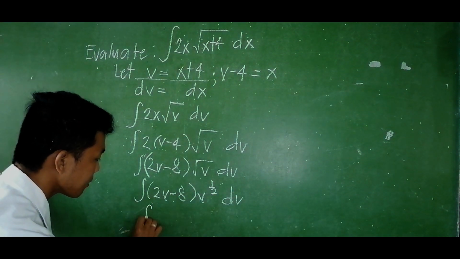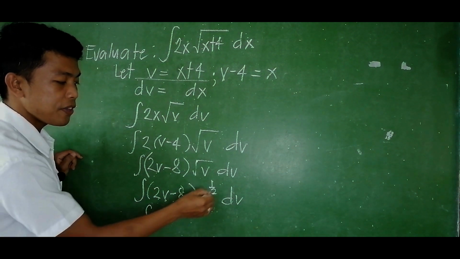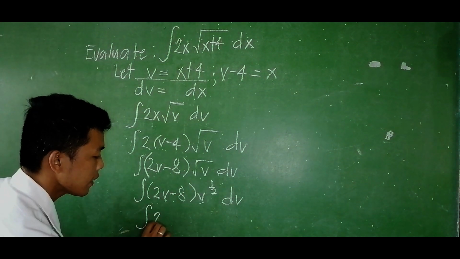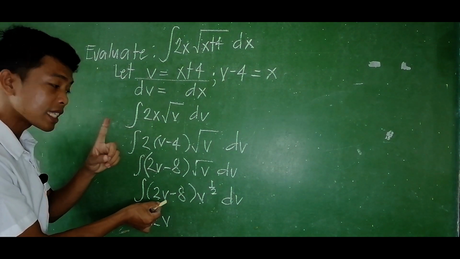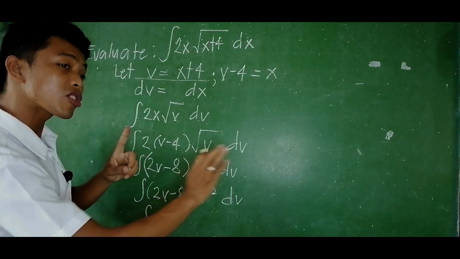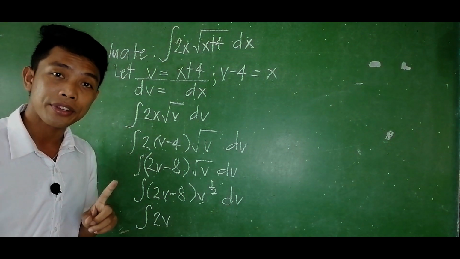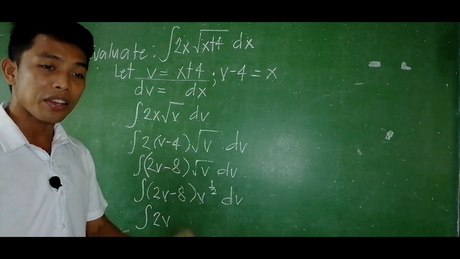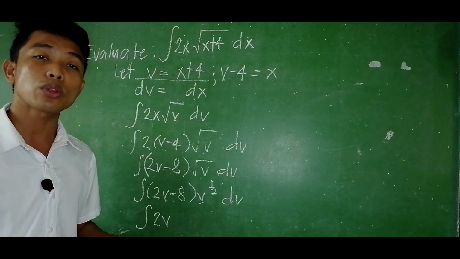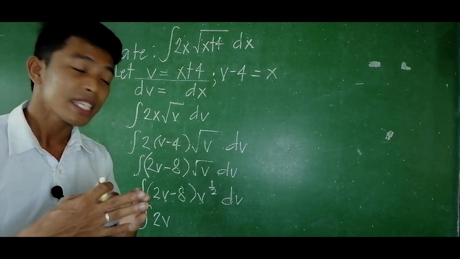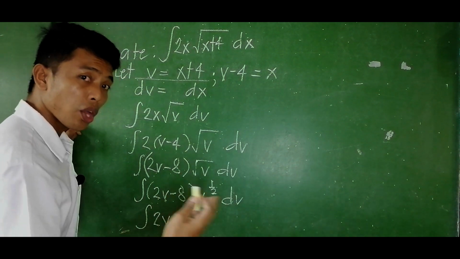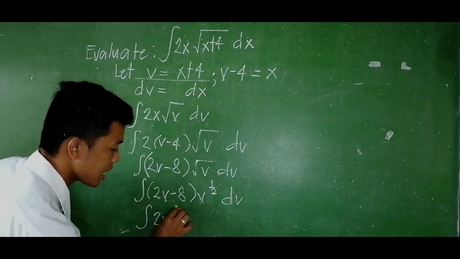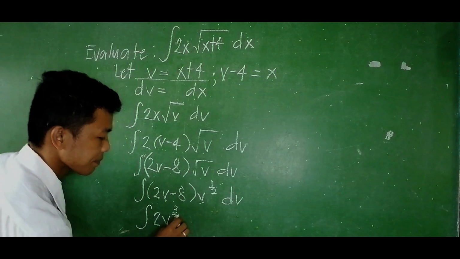So, we will get 2v times v raised to 1/2, which will give us 2 times v. The exponent of v is 1, and the exponent of the v outside the parenthesis is 1/2. If we multiply two variables, we are just going to add their exponents. So, we will get 1 plus 1/2, and we all know that 1 plus 1/2 is 3/2.